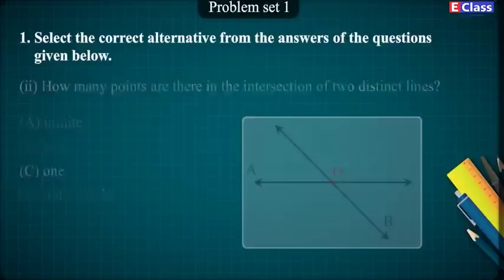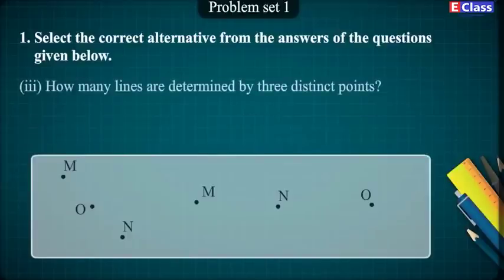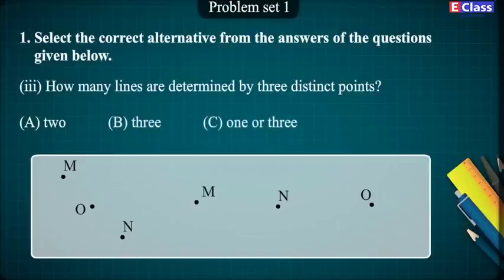3. How many lines are determined by three distinct points? A. 2. B. 3. C. 1 or 3. D. 6. Answer: C.